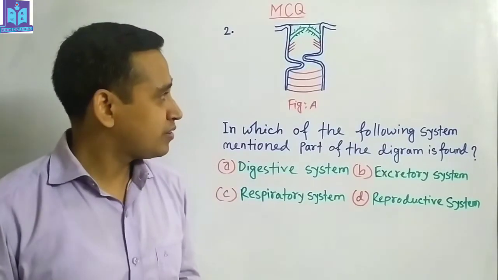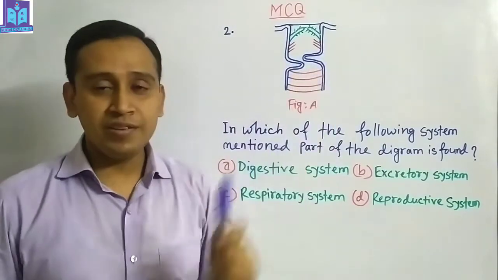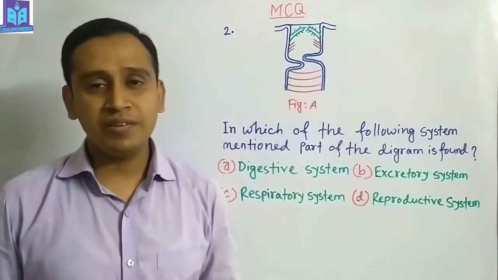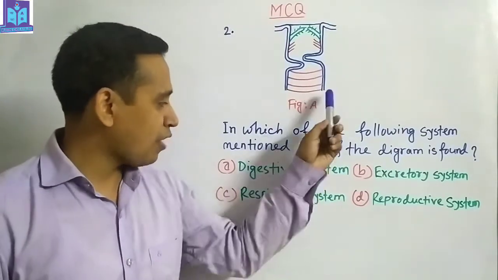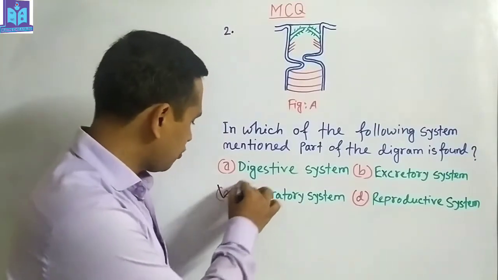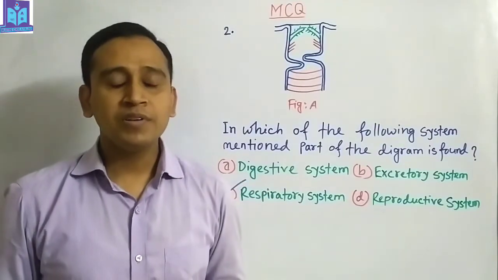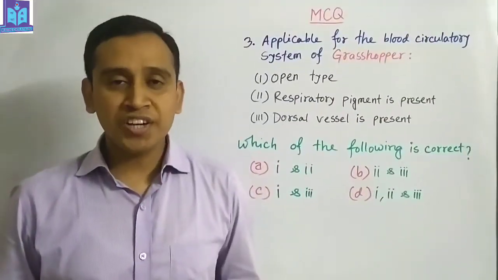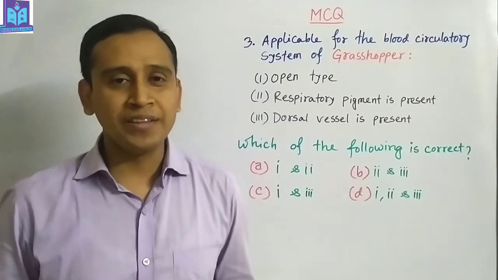So, my dear students, the diagram mentioned in the stem is spiracle and it is found in the respiratory system. So, the right answer will be option C, respiratory system. Now, question number 3. Look at the board.